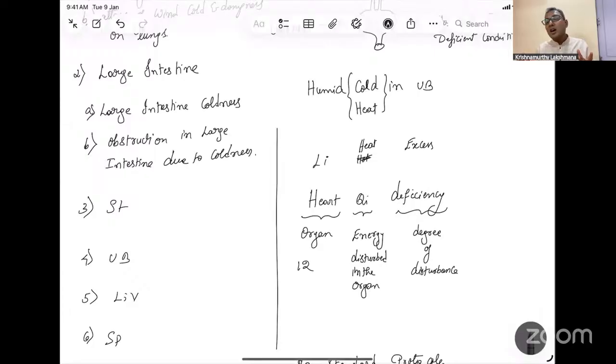Now almost the entire diagnosis is done, only a little bit is left. Now you go and see the excess types. What is there? Large intestine hotness, humid heat in the large intestine, and obstruction in the large intestine due to hotness. These are the three things which are related to heat.